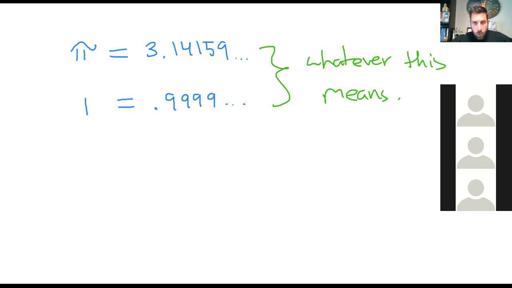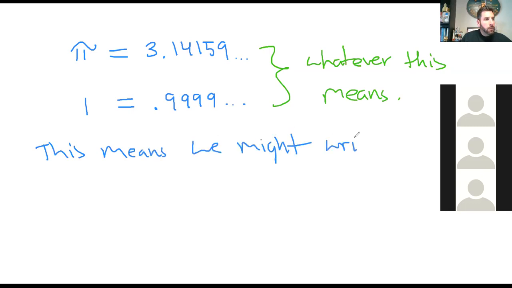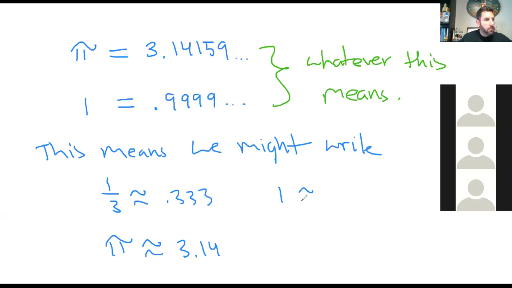So what really happens then, if we think about it, is this means we might write 1/3 is approximately 0.333. And we might write pi is approximately 3.14. And we might write 1 is approximately 0.999, etc.